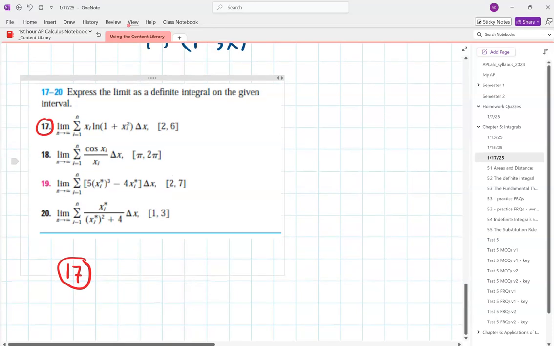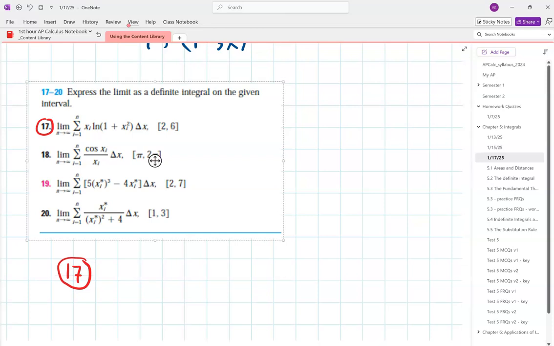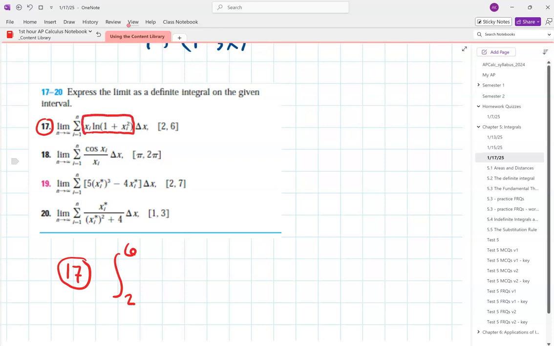So if we're going from 2 to 6, that's going to be the bounds of my integral, right? And this guy here looks like my function.